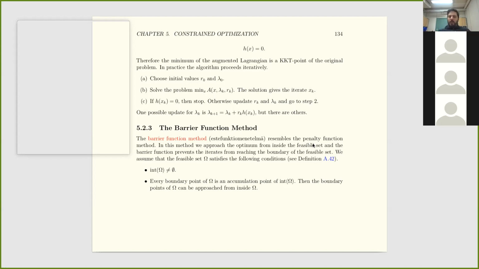Also, we need to have boundary points that are accumulation points of the interior points. What does this mean? It means we have to be able to construct a sequence of interior points such that the limit is a boundary point. And for every boundary point, we need to be able to do this. So the question is, as it says here verbally, the boundary points of our feasible region, we need to be able to approach them from inside the region.